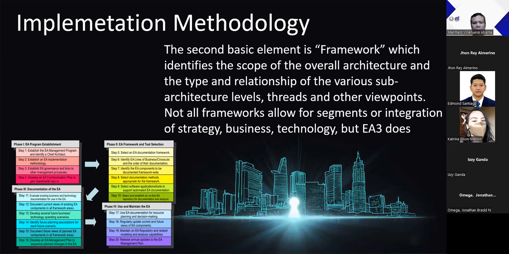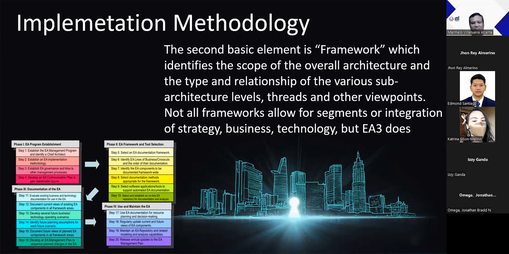So in phase 2, the framework and tool selection. Step 5, select an EA documentation framework. Step 6, identify EA lines of business crosscuts in the order of their documentation. Step 7, identify EA components to be documented by framework.